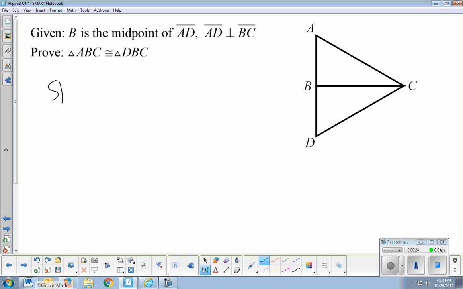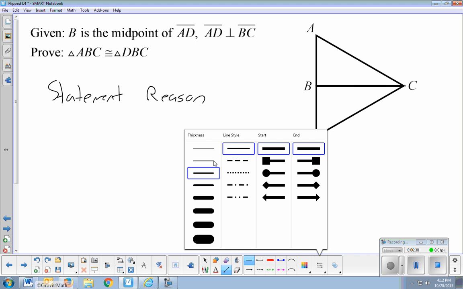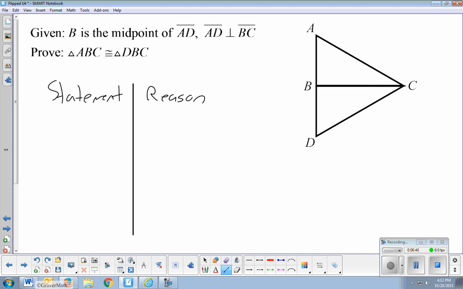So make a statement reason table. Statement and reason. And so set that up. I don't want to use red lines. Let me go back to a black line. So set up a statement reason table, and we're going to try to prove these two triangles are congruent, and we should end up with a side angle side relationship to do so.